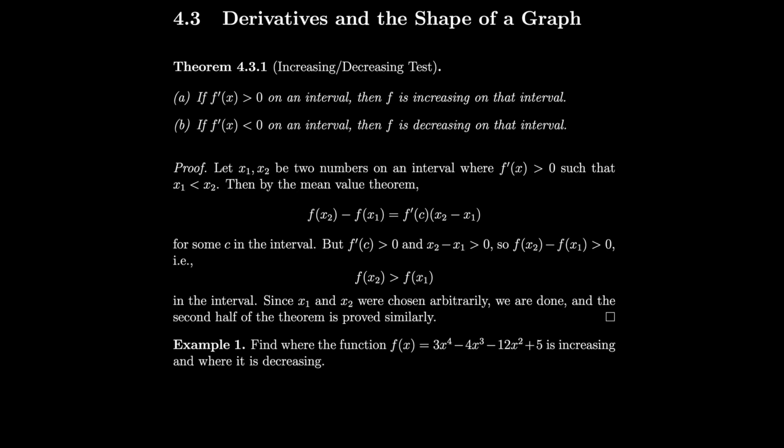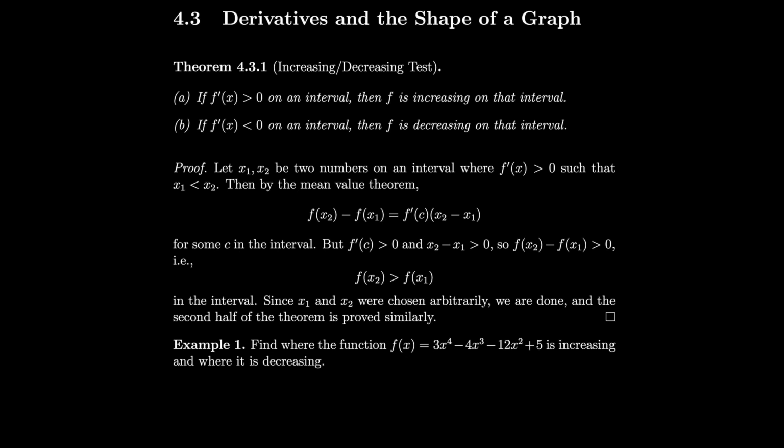But f prime of c is greater than 0, and x2 minus x1 is greater than 0, because that's exactly what we're assuming. We're assuming the derivative is greater than 0 in that interval. So that means that for a single value in that interval, the derivative must also be greater than 0. This thing must be greater than 0 because we said, by assumption, make one of them bigger than the other. Okay, so if this thing is positive and this thing is positive, that means that this difference is positive.